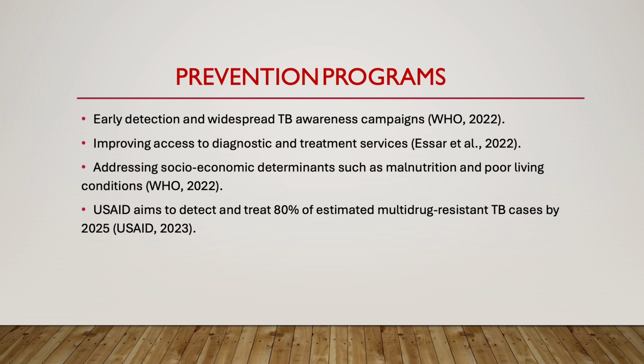Prevention programs. Prevention programs in Afghanistan need to adopt a population-focused approach. Early detection and widespread tuberculosis awareness campaigns are essential. Improving access to diagnostic and treatment services can significantly reduce tuberculosis incidence and mortality. Addressing socioeconomic determinants such as malnutrition and poor living conditions is also critical. USAID aims to detect and treat 80% of estimated multi-drug-resistant tuberculosis cases by 2025. Community health workers play a vital role in active case finding, contact tracing, and treatment supervision.